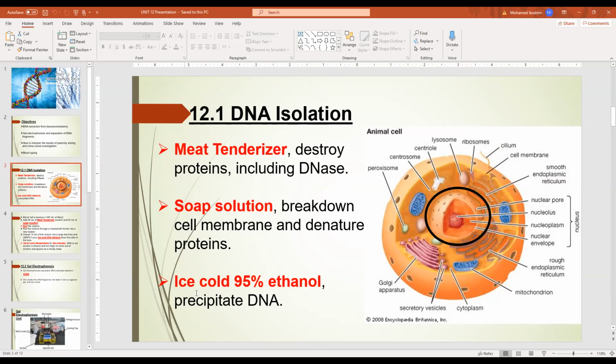Also, you need to know that ice-cold 95% ethanol was added to precipitate the DNA. This is its function: if you have a DNA solution and you need to get it out of solution, you add ethanol. So those are three reagents. You need to know the function of those in this unit. This is the main, the most important thing about this unit.